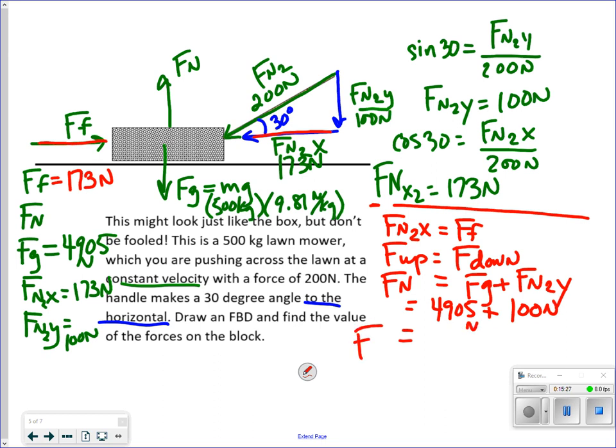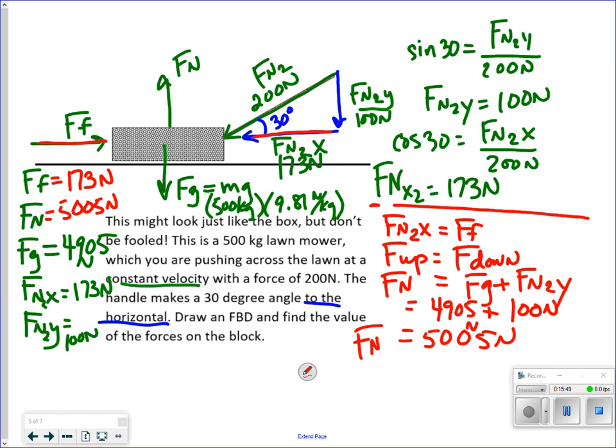And so Fn is going to be what? 5. Oh God, I can't even do math. I am so tired, you guys. Good grief. That is pathetic. Okay, so there's Fn.